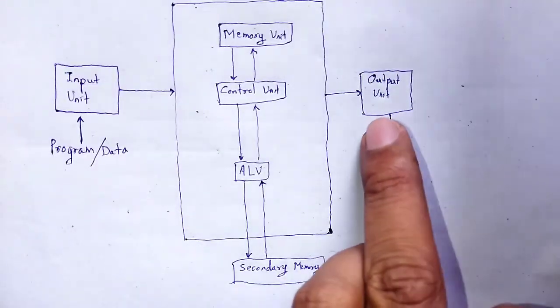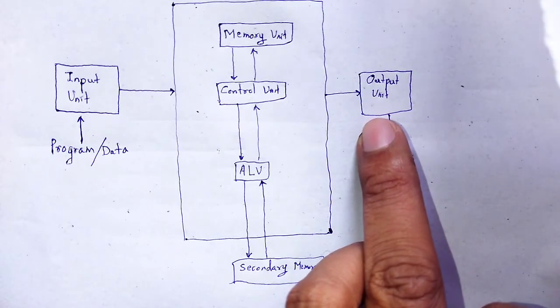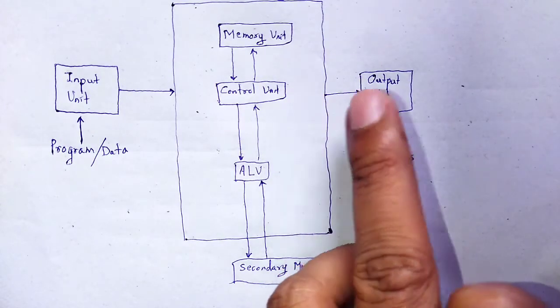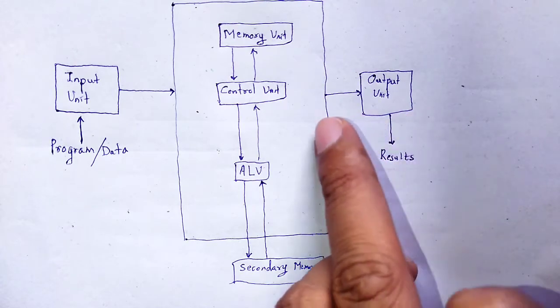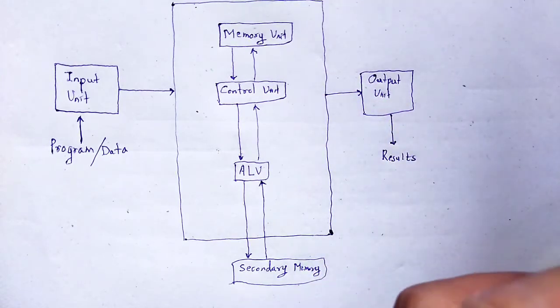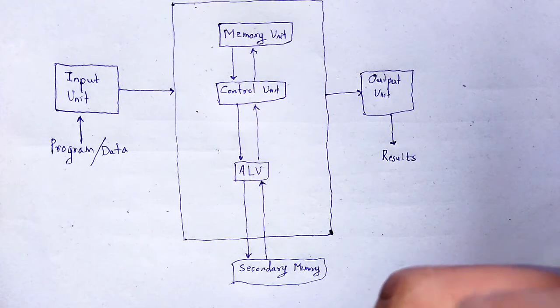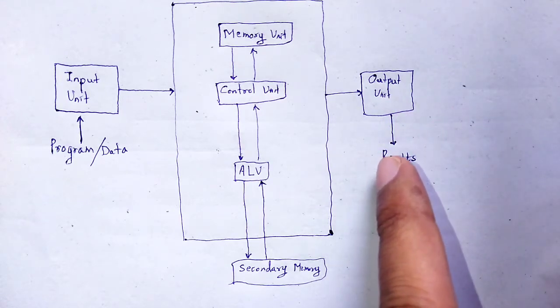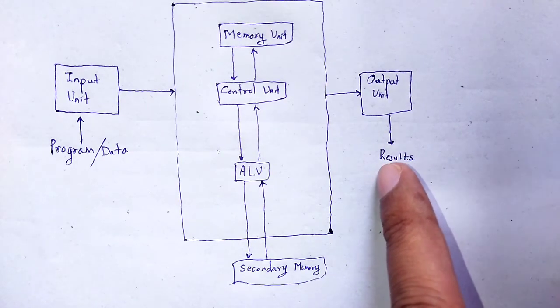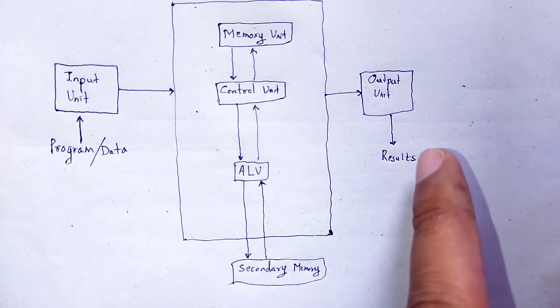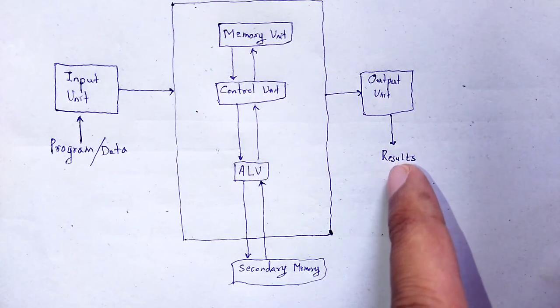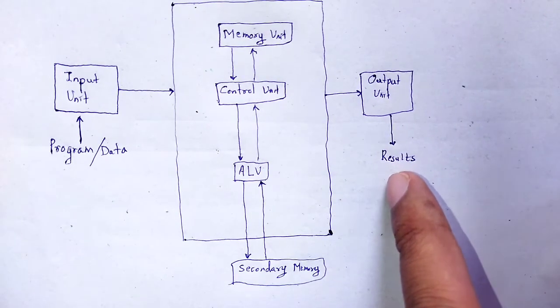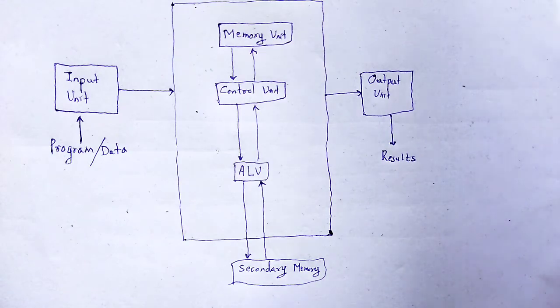First, the output devices receive data from the computer in coded form and then convert that coded result to human acceptable form, the form which is easily recognized by human beings. Finally, they supply the converted result to the outside world.